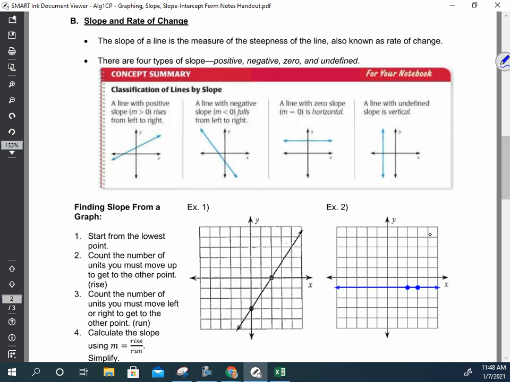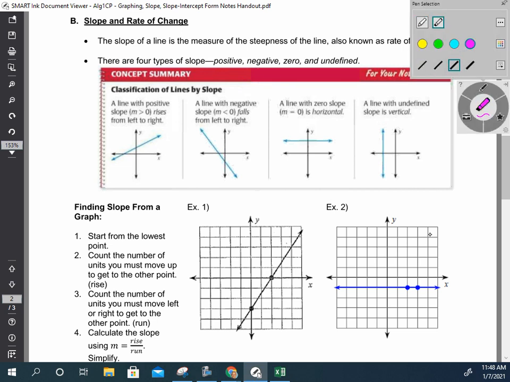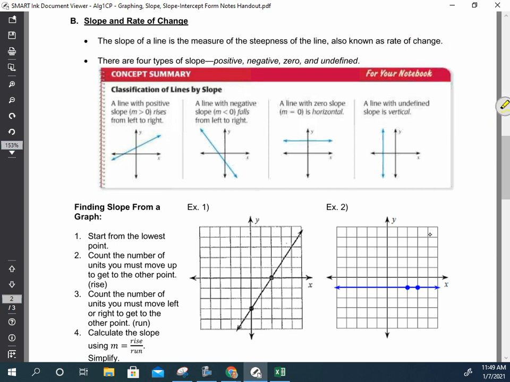All right, so slope of a line. If you see me highlight something, that's something that you should write down because it's going to get checked. So now we're doing slope.